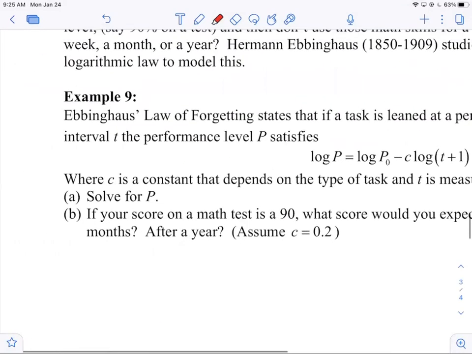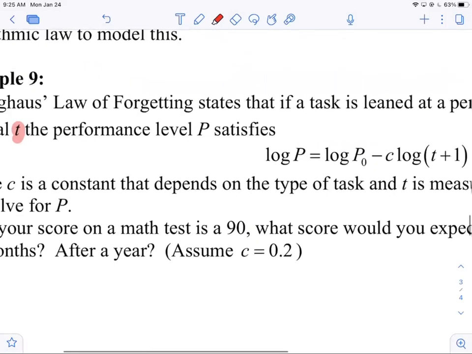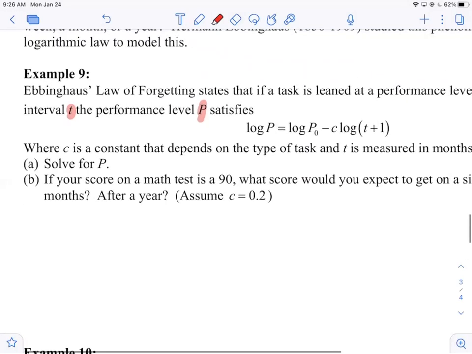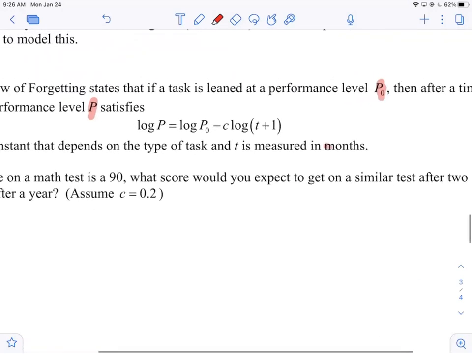Then after a time interval of T, the performance level P. So P is your performance at time T, right? So let's say P sub O is 100, and then you let a year go by and you don't rehearse, and you take the same test again. P is the grade you get after 1 year, so on and so forth, okay? It's a log function, and just like most social scientists and scientists do, it's in terms of base what? 10, right? So where does C? C is an empirical constant that varies from whatever you're doing, from the task at hand or the subject matter, okay? T is measured in months, it says.